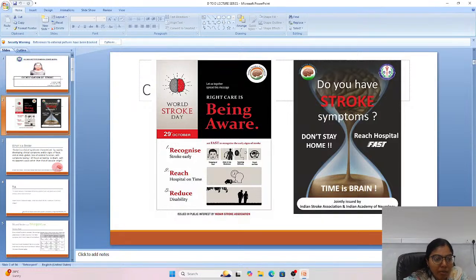A stroke is very common. So we are celebrating 29th October as World Stroke Day, and this is celebrated to increase awareness among the general public. And there are 3 R's in stroke. That is, first is recognize stroke early, reach hospital on time, and this will obviously result in reduced disability.